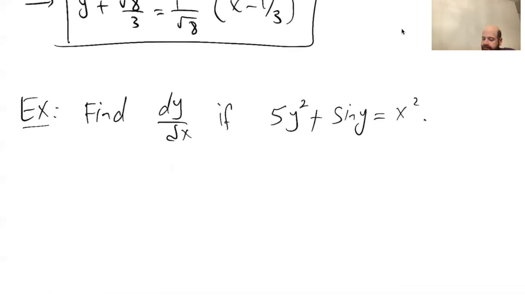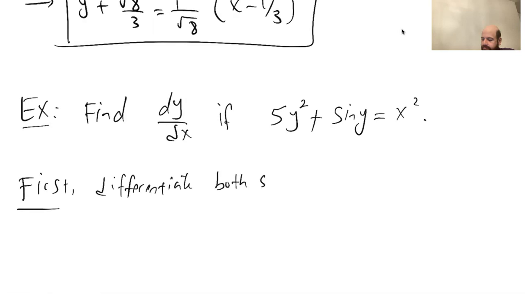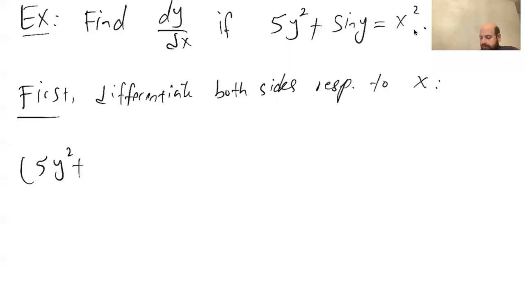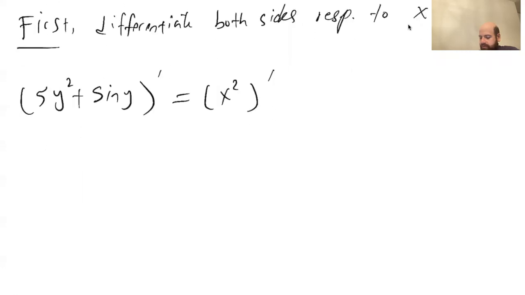So what was the first step? First, if you remember, differentiate both sides with respect to x. So what do we get? The derivative of 5y squared plus sine y, the derivative of the left-hand side, equals the derivative of x squared.